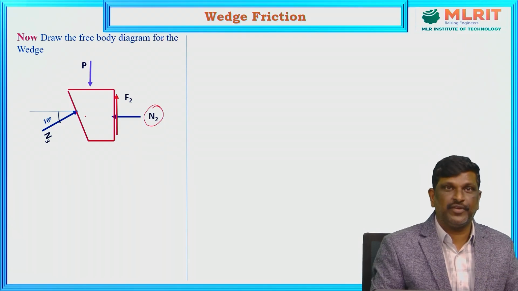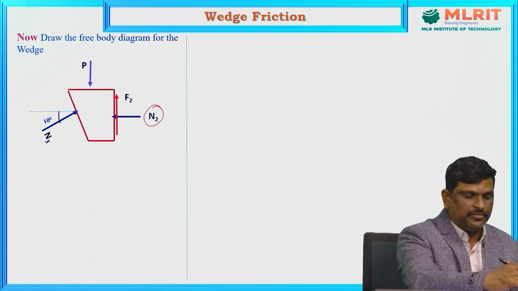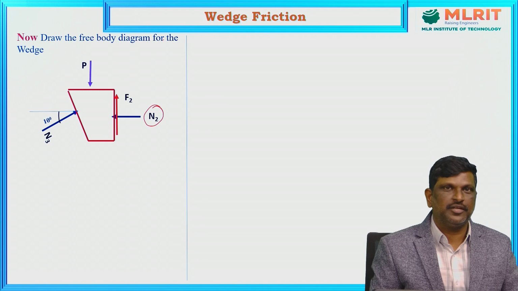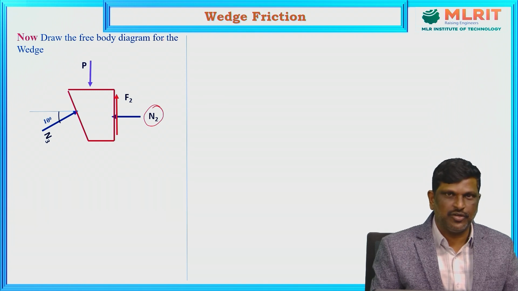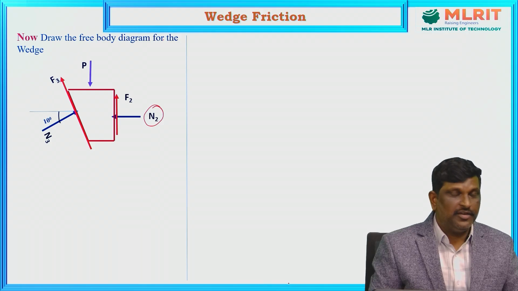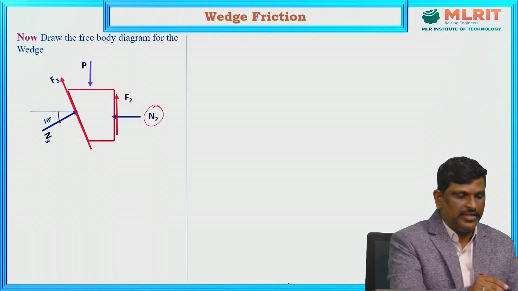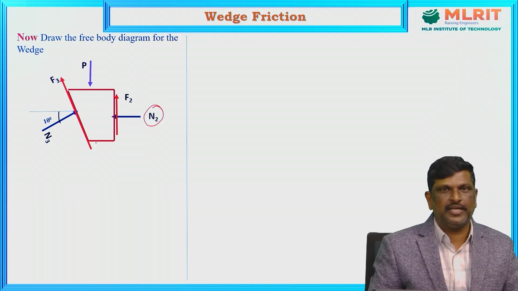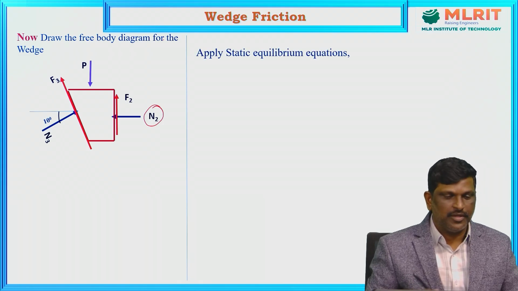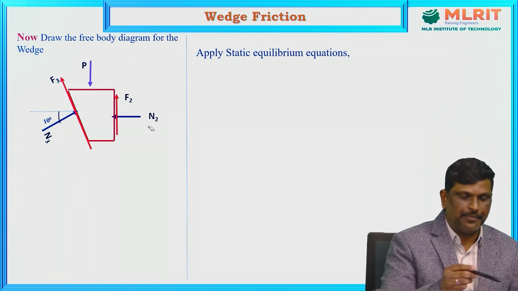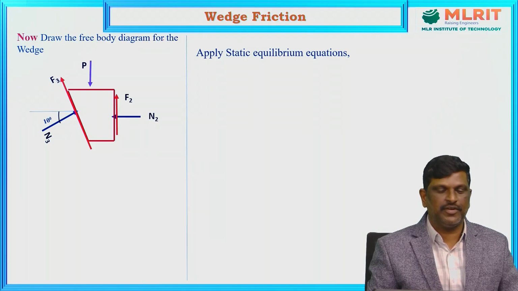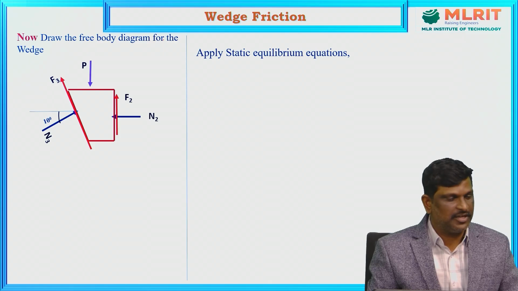Now what about friction? See, the wedge is moving downwards, so the friction will be opposite to the direction of the wedge, that is in the upward direction, F3. If the weight of the wedge is given, we need to consider it in the downward direction. But in this problem, it is a weightless wedge. Now, move forward to apply static equilibrium equations once again. Sigma H equals 0, or the sum of all horizontal forces equal to 0.